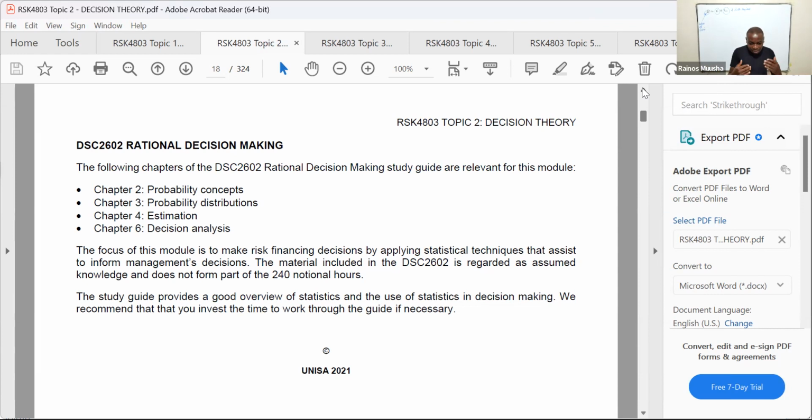Yes, there are some sections in DSC 2602 that they'll ask you in the exam, but those sections are also covered in other study units. For example, study unit 11 is where some of these sections are also covered. Because of this, I'm saying go through it, but don't spend too much of your time on this particular material.